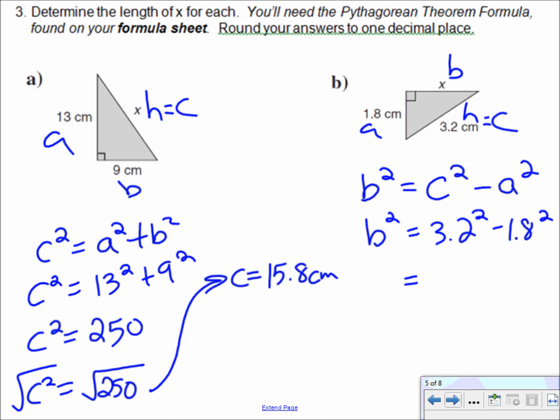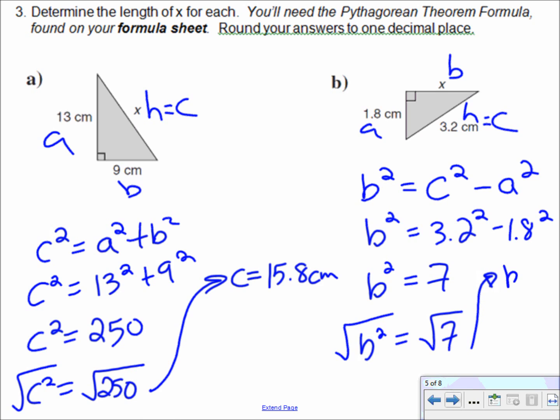If you don't know how to use the calculator, just ask me. I will help. I get B squared equals 7. Now I'm going to take the square root of B squared and the square root of 7. So I get B equals 2.6 centimeters. Am I going too fast? Please tell me if I am, okay?